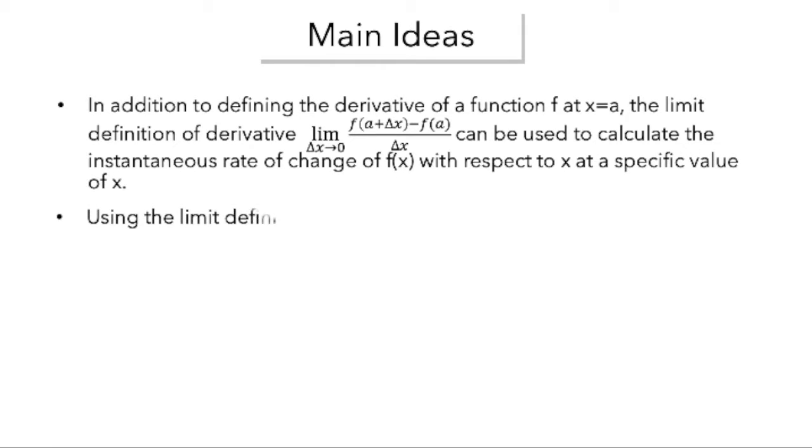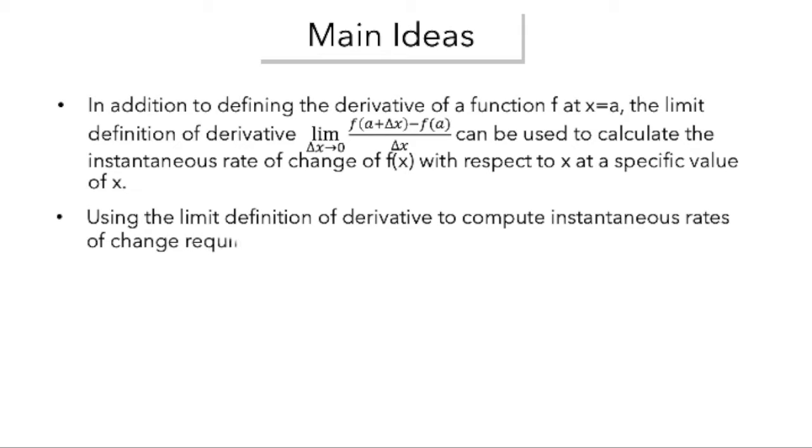Using the limit definition of derivative to compute instantaneous rates of change requires algebraically manipulating the difference quotient to cancel the delta x in the denominator so that the limit can be easily evaluated.